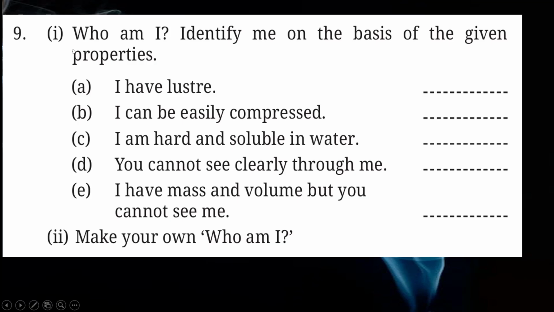Question number 9. One, who am I? Identify me on the basis of the given properties. A. I have luster. B. I can be easily compressed. C. I am hard and soluble in water. D. You cannot see clearly through me. E. I have mass and volume, but you cannot see me. Second, make your own who am I.